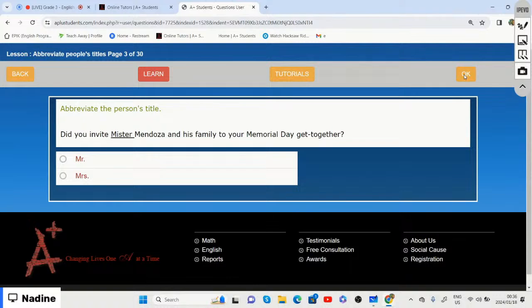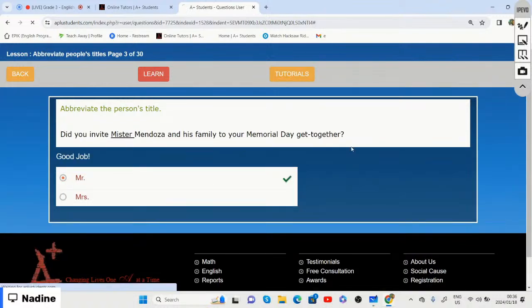And remember, when you write the abbreviation of a title, do not forget to add the period. So if you're saying Mr., then it needs to be Mr. with a period. All right, so if we choose the correct abbreviation, we will go with the first option, which is Mr. And well done, Mr. is correct.